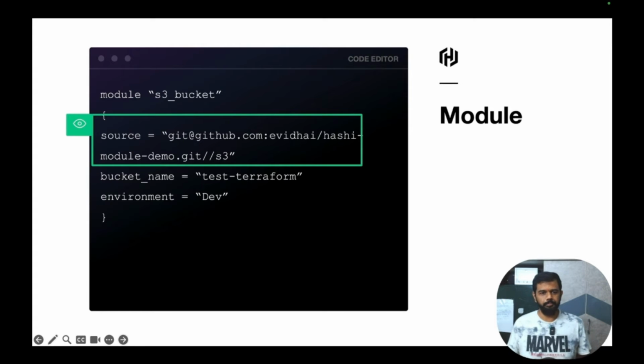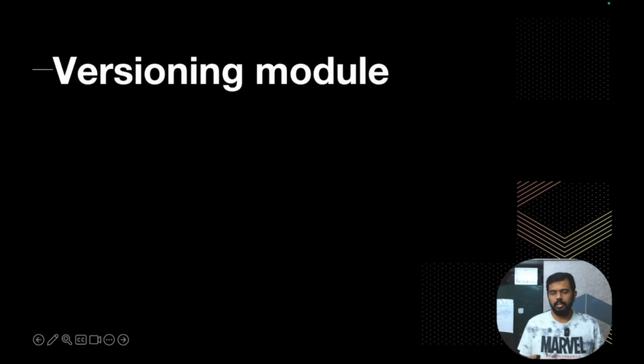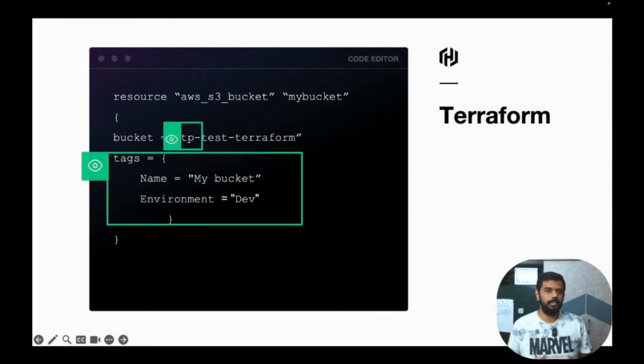Okay, so now comes the part of versioning. Why versioning? It's not just part of the code, but our module also will evolve as our organization evolves, right? Currently I might have a requirement that my S3 bucket should be prefixed with the value TP, and it should contain the tags name and environment.